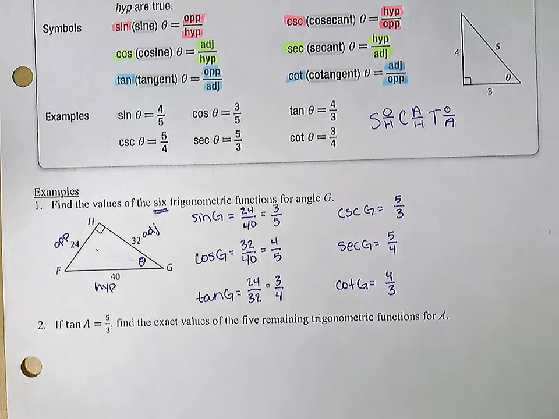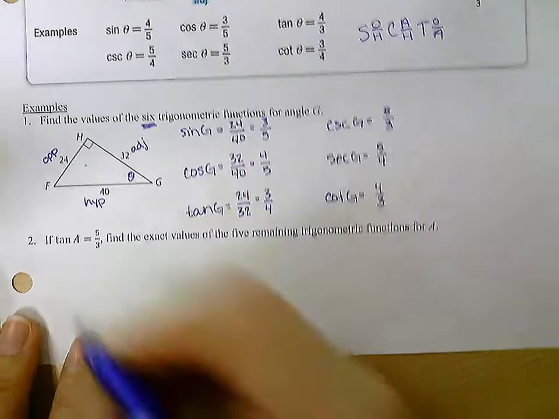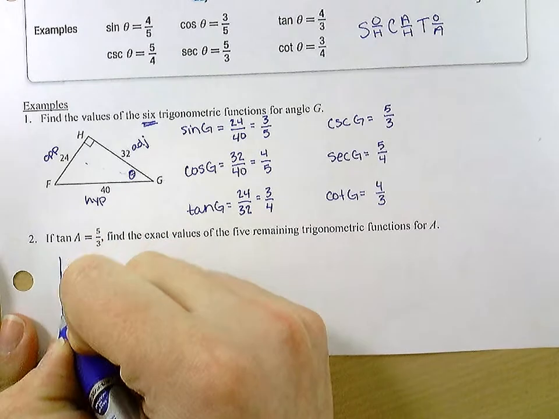All right, then number 2 is a little bit different. In number 2, you're given what tangent of angle A is. It is 5/3. So we still want to find the exact values of the 5 remaining trig functions. So what I would do here is draw out a right triangle.